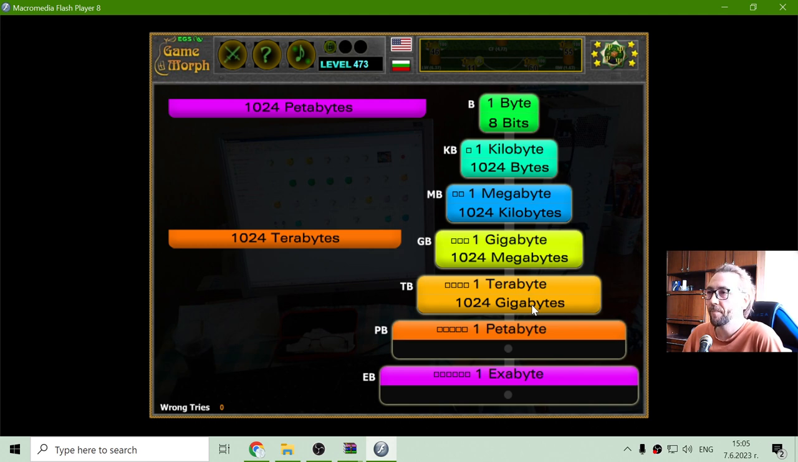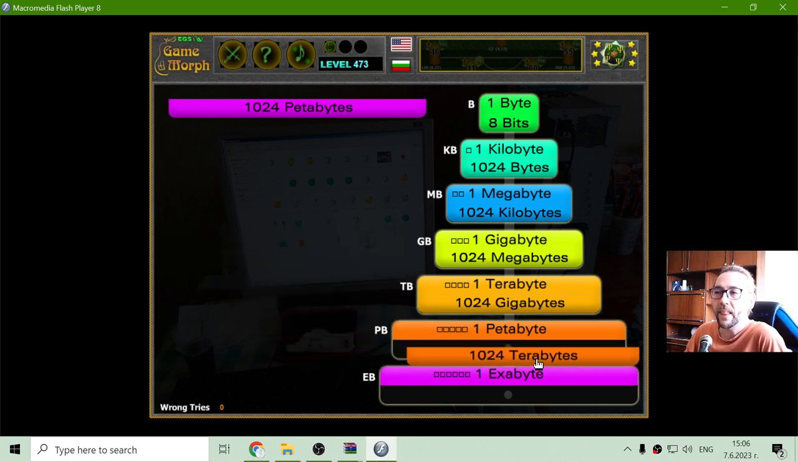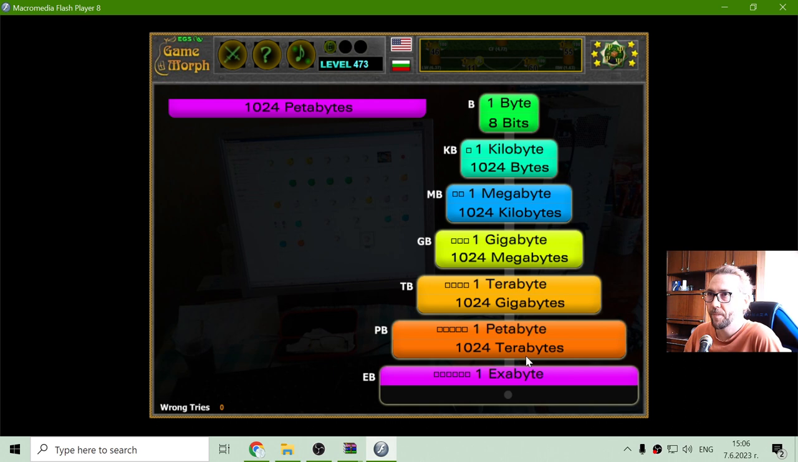1024 gigabytes. Now we are going to petabytes, which this unit of information can be of help only for the dudes from Google, maybe, because with YouTube they need a lot of informational space for all these videos, so probably they have hard drives with petabytes. And 1 petabyte should be equal to 1024 terabytes.